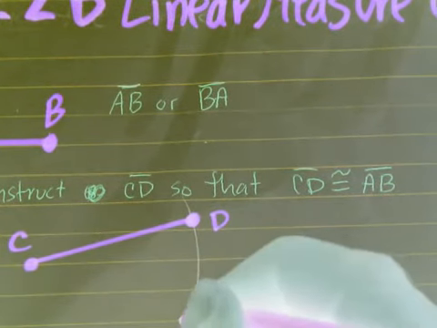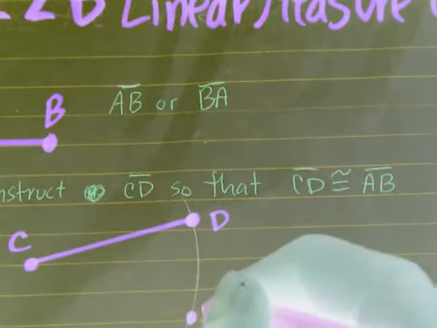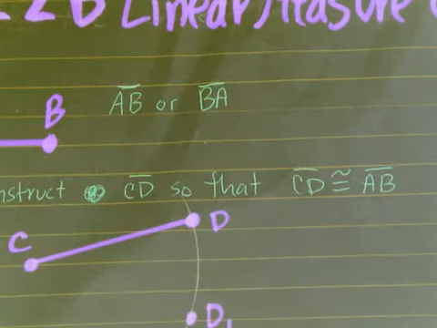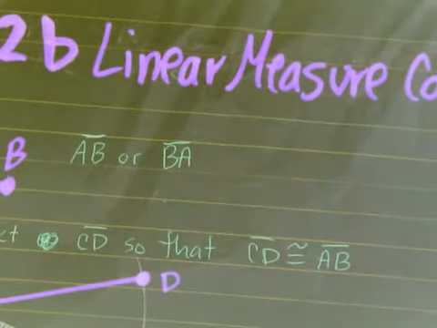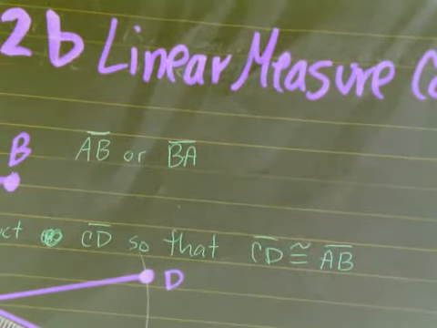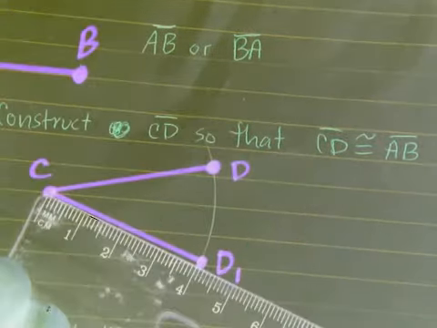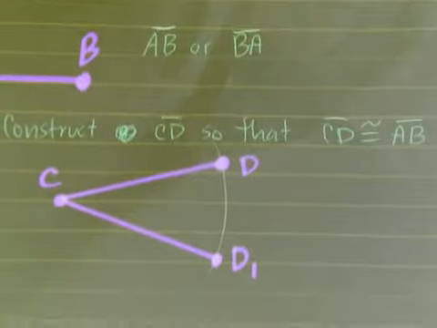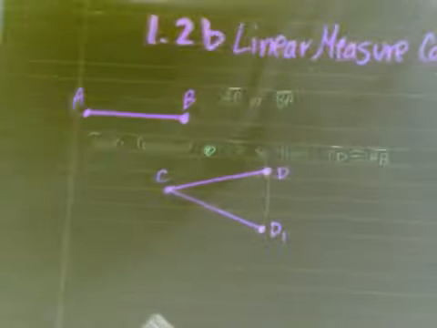Now let me put another point. Let me just show you. If let's say I put a point down here and called it D1, so it's a different point. And I drew another segment. This too would be 4 centimeters. If I measure, there it's 4 centimeters. So what we've just constructed is actually 3 congruent segments.